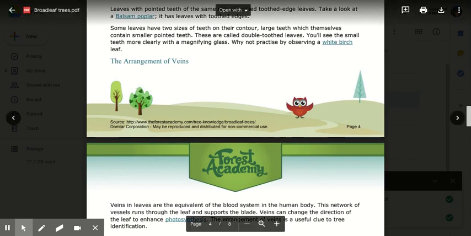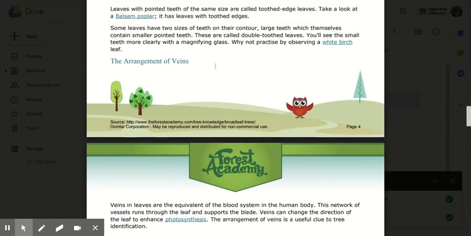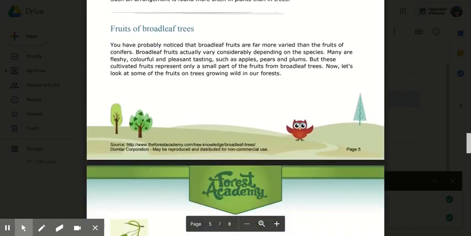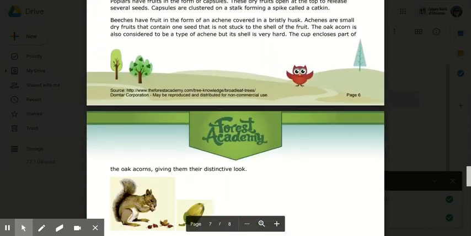We're not going to talk too much about the arrangement of veins. So the arrangement that is on Junior Biologist is referring to the opposite and alternating leaves on the branch. And I think we're going to leave it at that, unless there's anything else here.